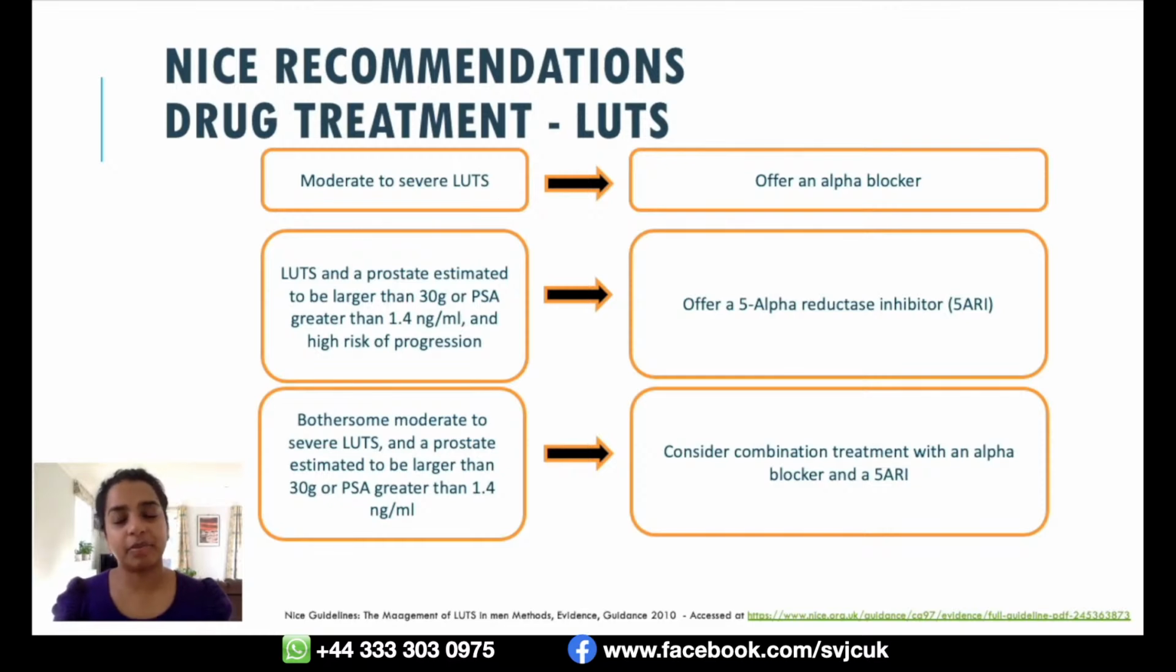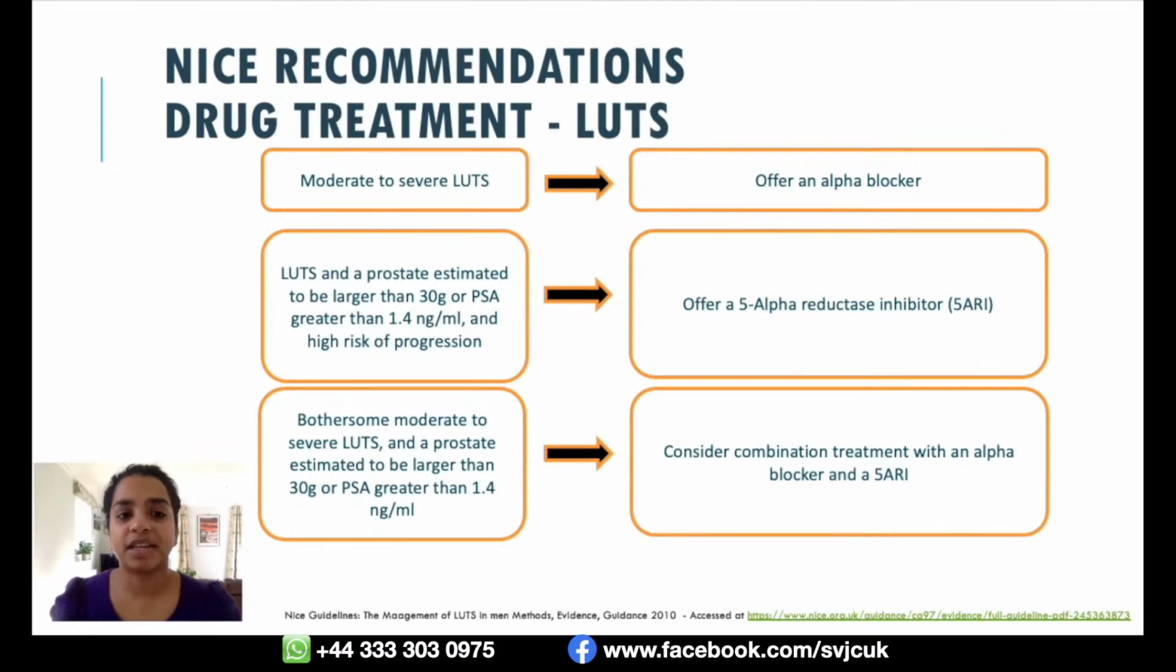So NICE recommends that in the first instance, if the symptoms of BPH or LUTS are not too bad, you might consider conservative management. If conservative management fails or if the BPH has progressed, the next step would be to consider drug treatment. For moderate to severe LUTS, we tend to offer an alpha blocker such as tamsulosin or doxazosin.